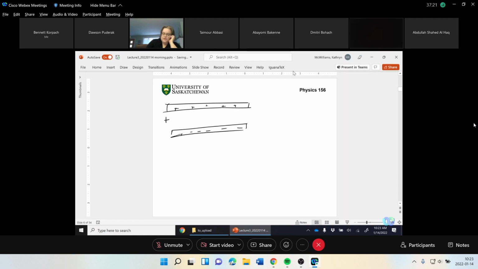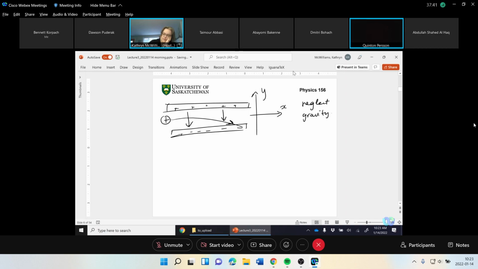So we've got our plus charge in here. It's feeling some deflection. I have drawn it to hit the plate, but we don't necessarily know if that will happen. We're going to have some direction here. We're going to neglect gravity. Anyone got a question? Would we neglect gravity? Oh, you just wrote that in there. Never mind. Yeah, exactly.